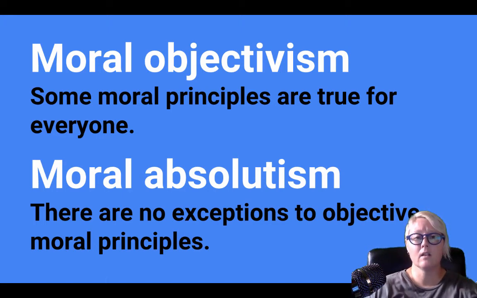If we take do not kill an innocent person to be an objective rule and to be an absolute rule, that means that the rule do not kill an innocent is true for everybody. It would be wrong for anybody to kill an innocent person. But it would also mean that there's never an exception to that moral principle. Even if you could save the life of 500 other innocents, you should never, ever kill an innocent person.